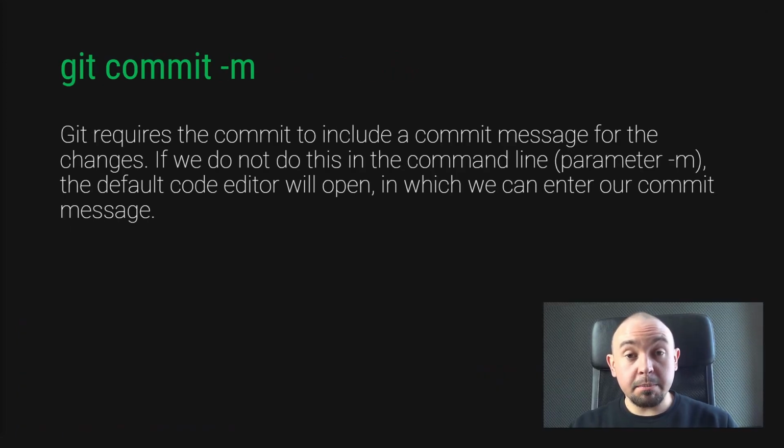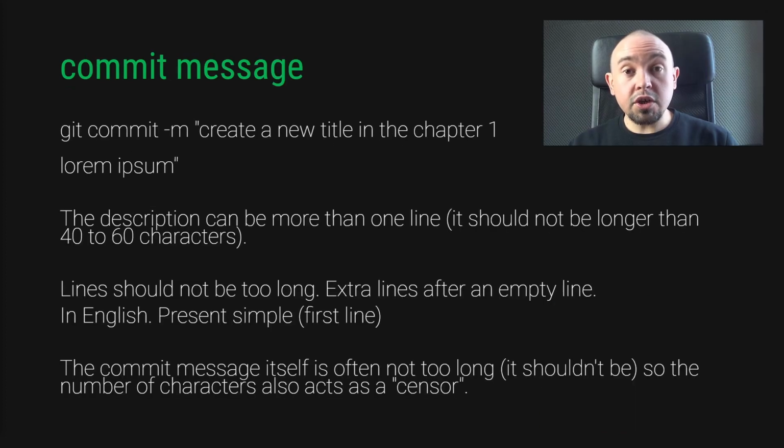Git requires the commit to include a commit message for the changes. If we don't do this in a command line with the m parameter, the default code editor will open, in which we can enter our commit message. And let's learn a few rules for writing commit messages.